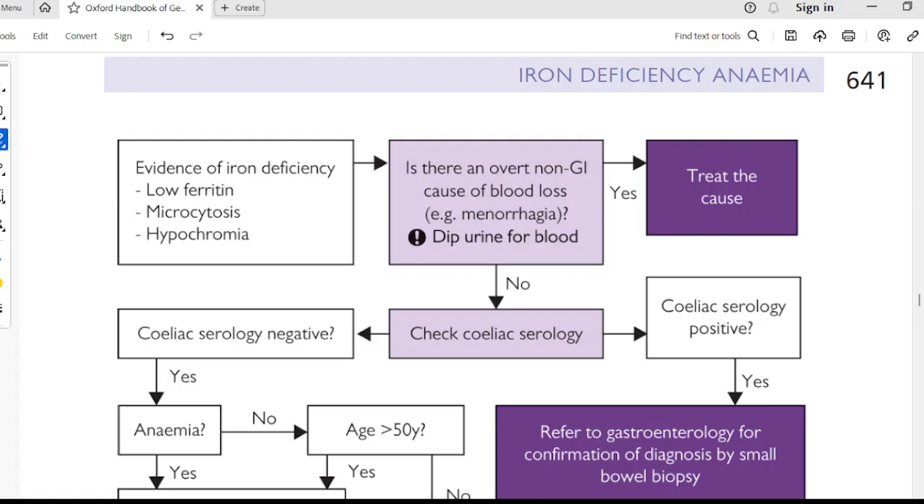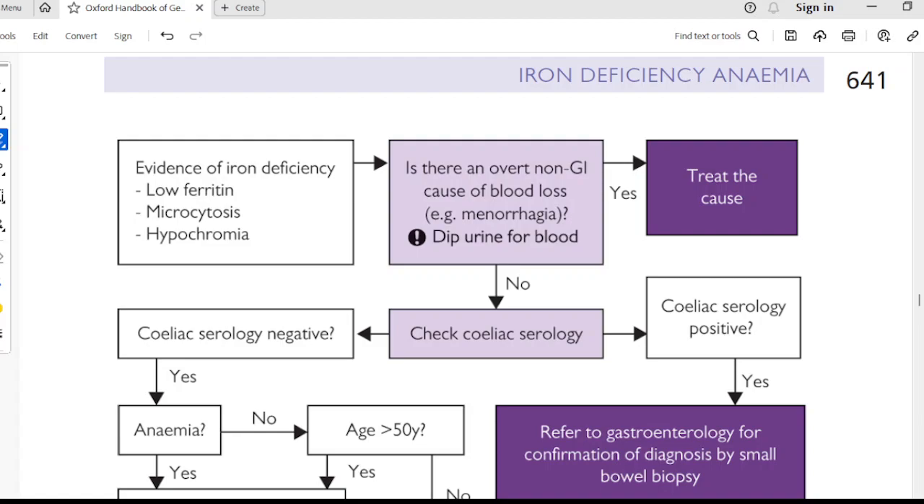Is there an overt GI cause of blood loss? Or, for example, a non-GI cause of blood loss, for example menorrhagia. Dip the urine for blood. So you have to check for menorrhagia, ask about menorrhagia, and dip the urine for blood to see if there is hematuria. If yes, then treat the cause. If no, then check celiac serology.